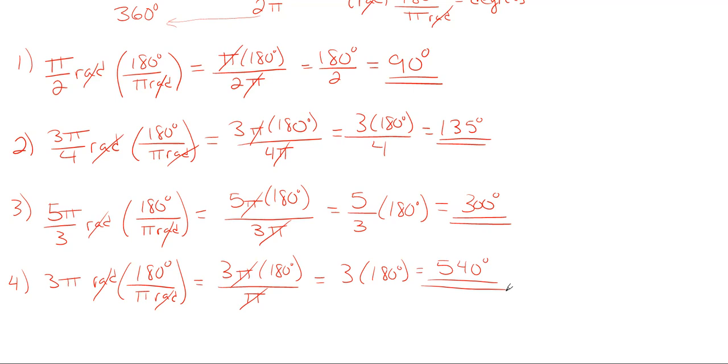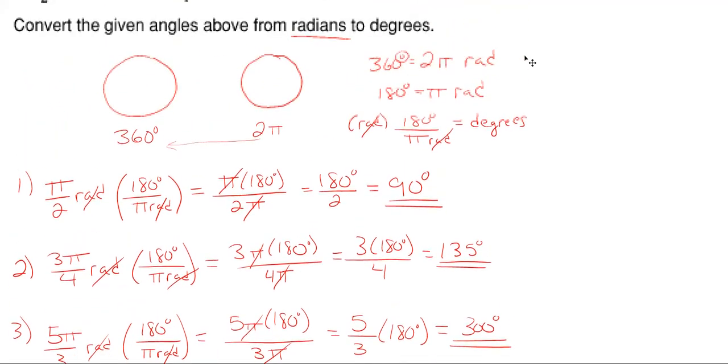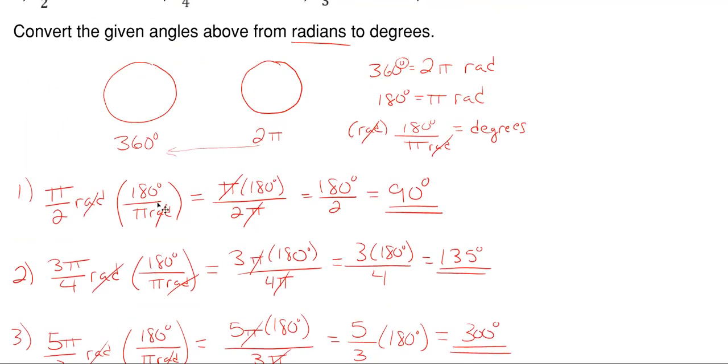And that's how you convert from radians to degrees. Same procedure, no matter what the actual angle is in radians. If you want to convert to degrees, you would just multiply by 180 degrees divided by pi.